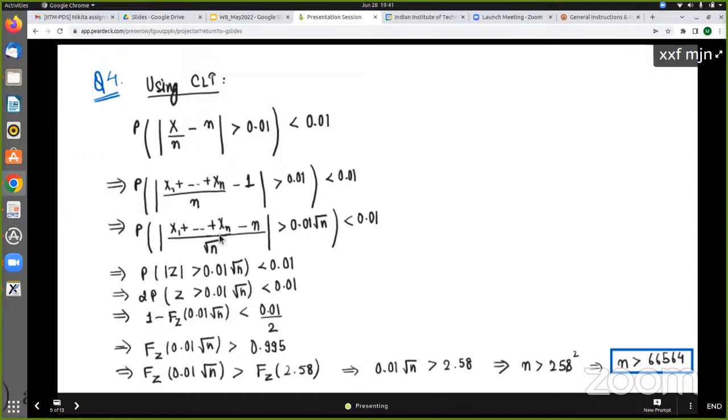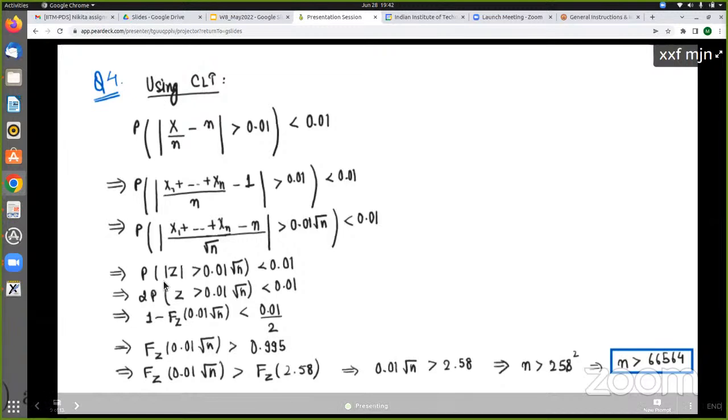Now this is z. Okay, fine, right? x1 plus x2 to xn minus n divided by root n, this is z, correct? So mod of z is greater than 0.01 into root n, less than 0.01. And I already told you what mod of z means: 2 times, right? You understand this concept, right? Mod of z equals some a is equal to 2 times.